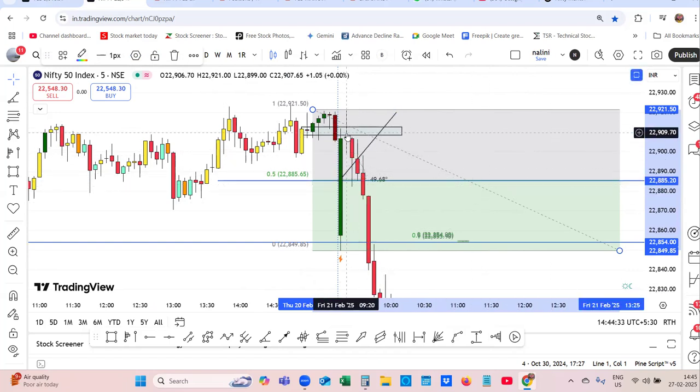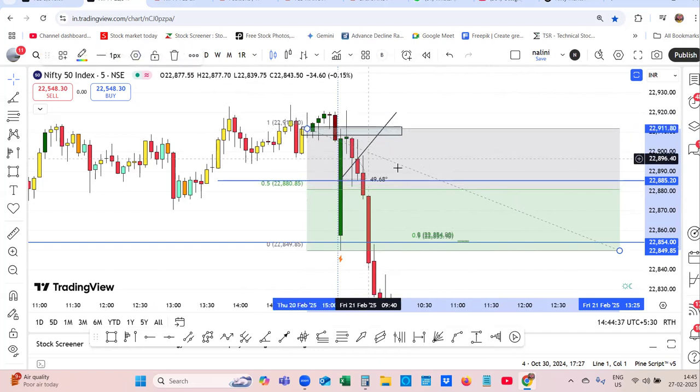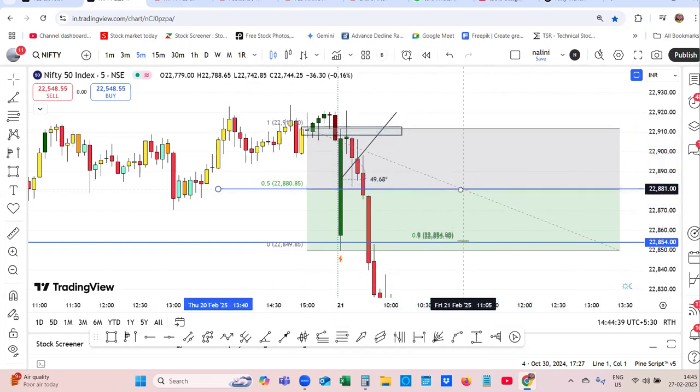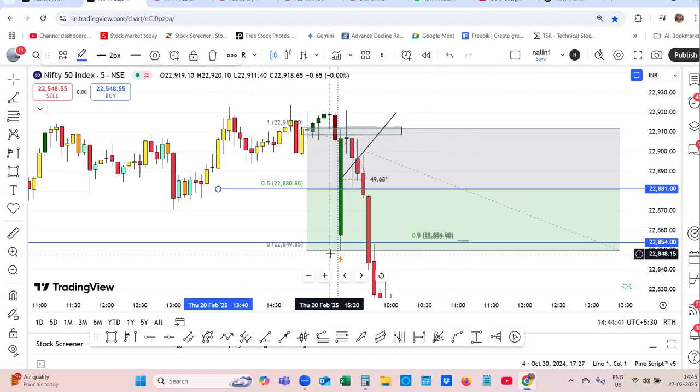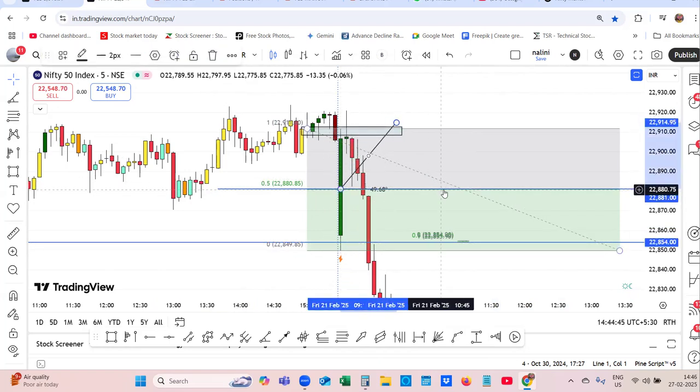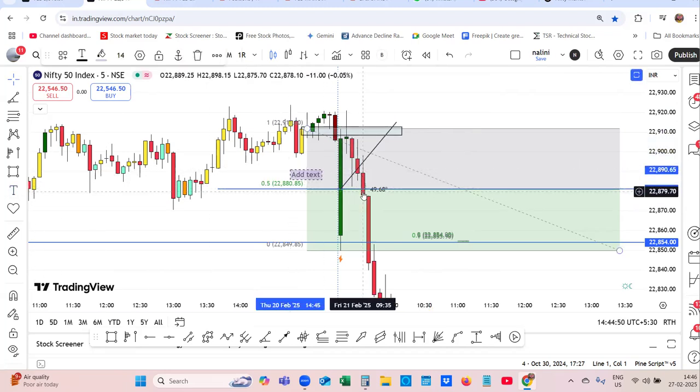So I am choosing the 5-minute high and 5-minute low, and this is the pivot point. Pivot is 22,808. So you will not get confused by the trade or anything.